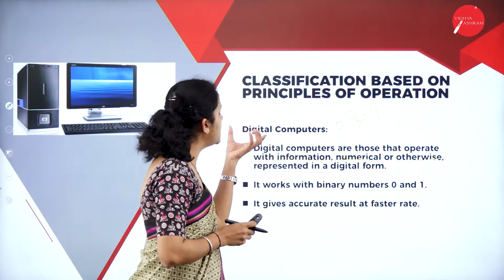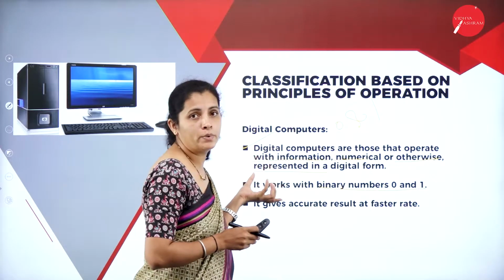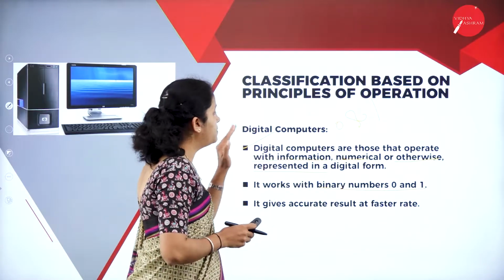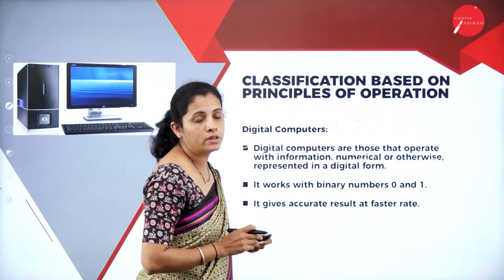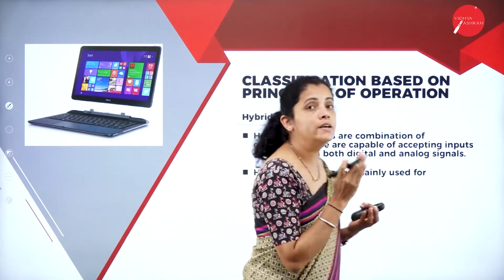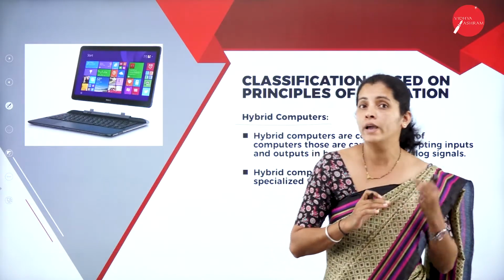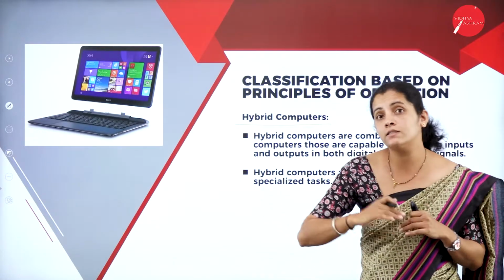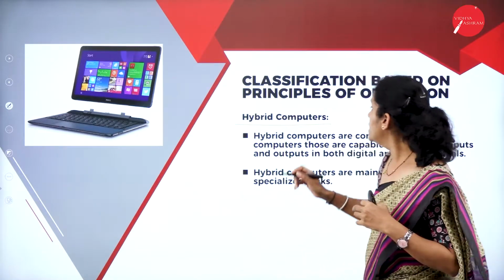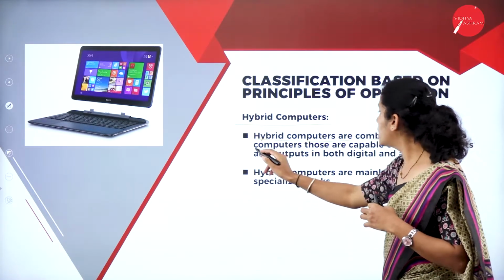Some examples of digital computers are desktop computers and digital cameras. Then I'm going to have the hybrid computer. The name itself indicates that this is a combination of analog computer as well as digital computer. So hybrid computers are a combination of computers.